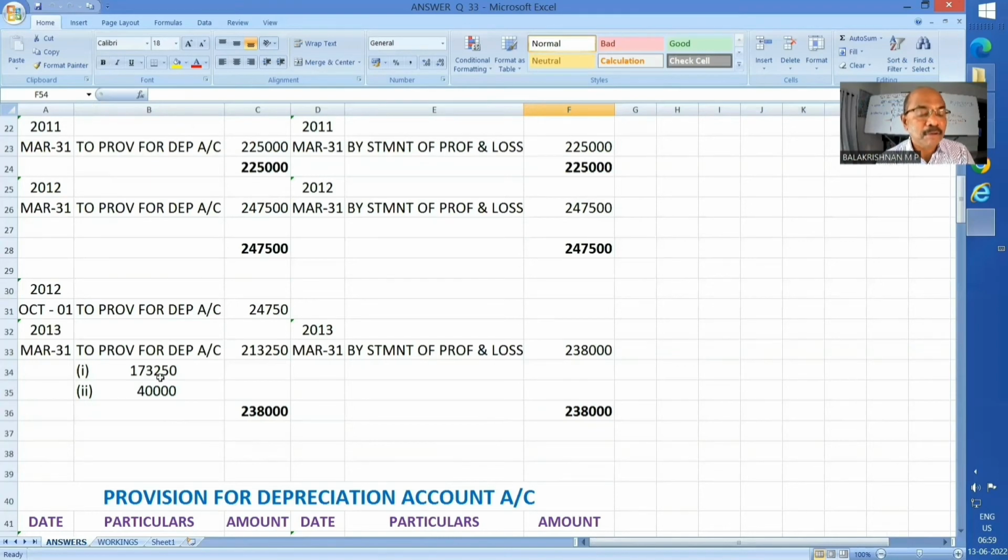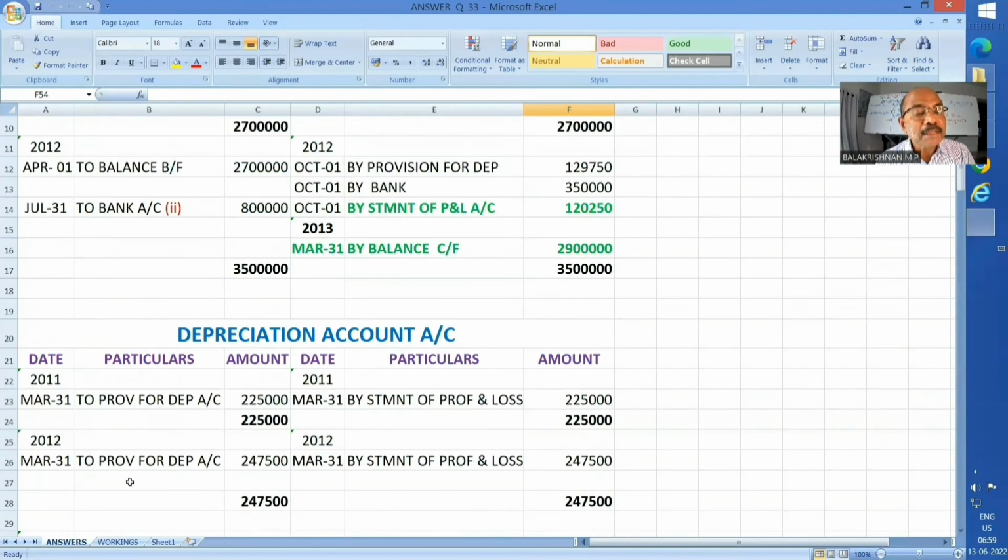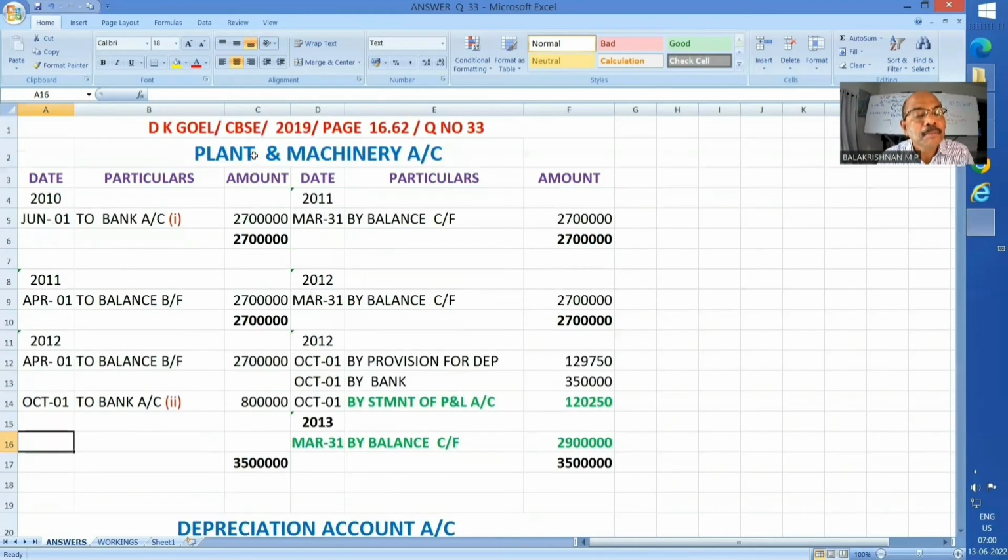Well, one. But there has been yet another purchase on the same day. They purchased one more machine for 8 lakhs on the same date, the date of sale. On the date of sale, there has been a purchase for how much amount? 8 lakhs. So, plant and machinery to bank 8 lakhs.